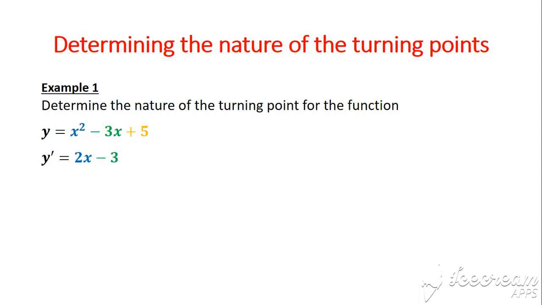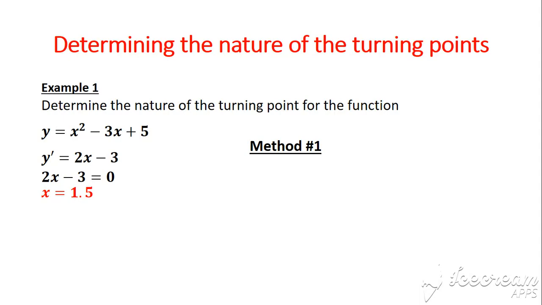Let's differentiate to get the gradient rule. And let's put the gradient rule equal to 0 because maximum and minimum turning points have a 0 gradient. Let's solve this equation to get x is equal to 1.5. So there's a turning point when x is equal to 1.5. We're going to show you two methods in this video. I'd prefer you just to learn method 1, but some students like method 2 and some teachers teach method 2. So it'll depend on what you prefer.